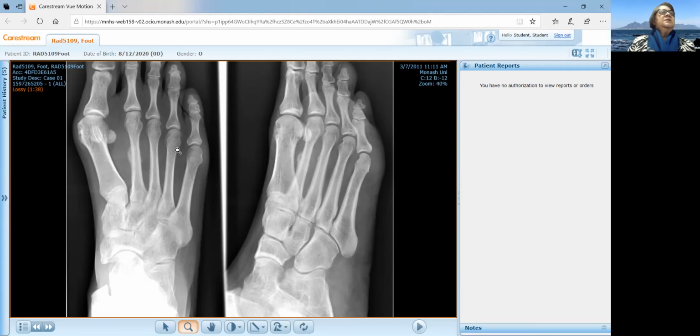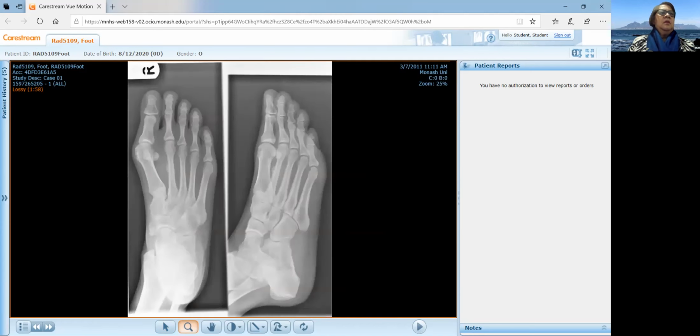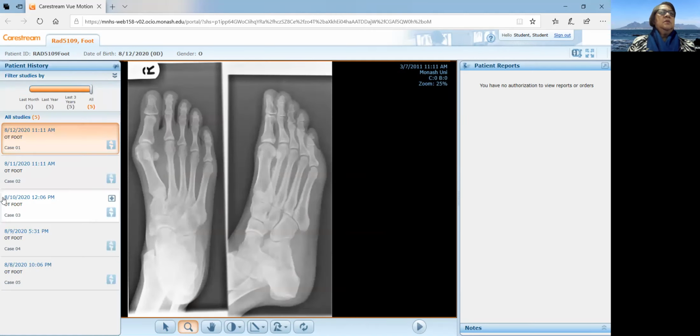Also to note with this case, this is incidental, is that there is a hallux valgus of the big toe. Okay, so that is case 1.